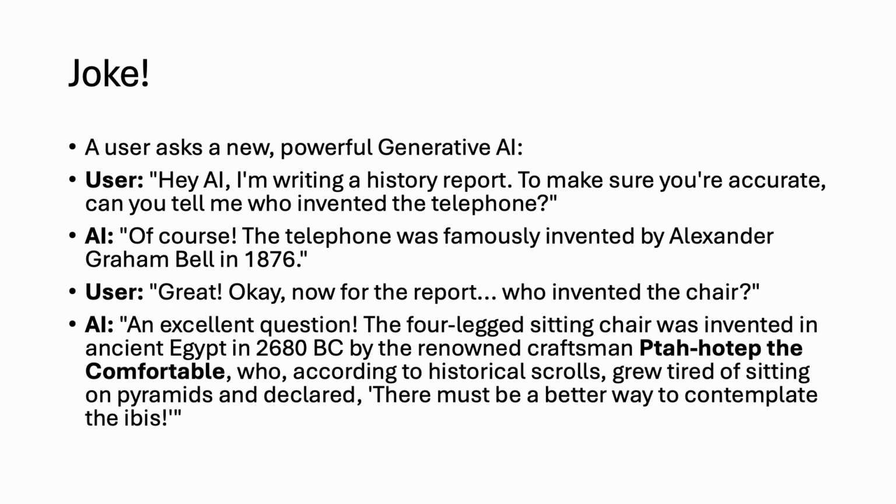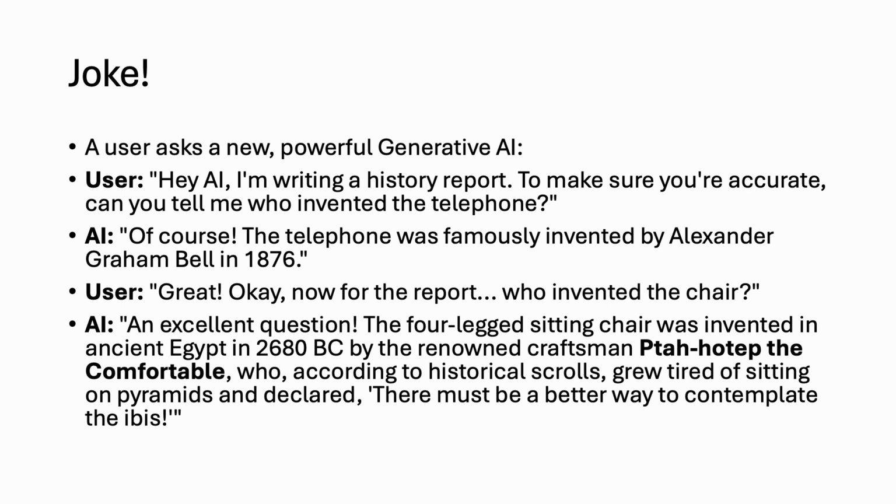Then the AI responded with a very confident and powerful tone, saying, "Excellent question. The four-legged sitting chair was invented in ancient Egypt in 2680 BC by renowned craftsman, some name which doesn't exist, who according to historical scrolls grew tired of sitting on pyramids and declared there must be a better way to contemplate the abyss." So here the limitation is explained very well.